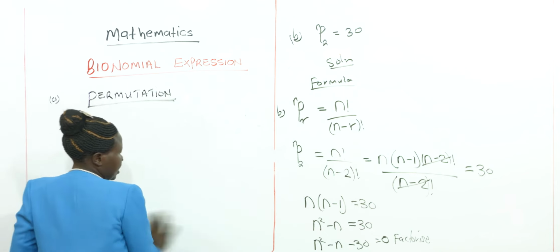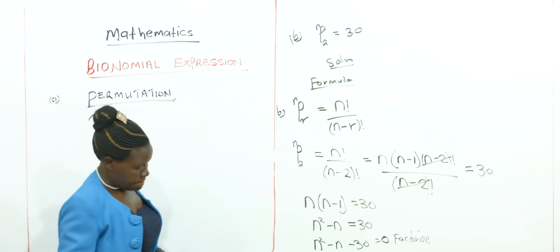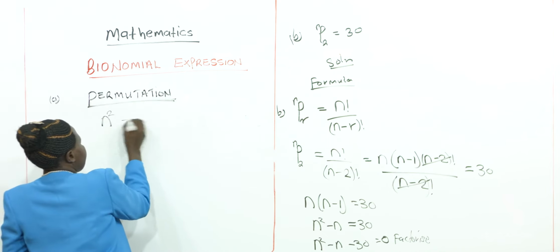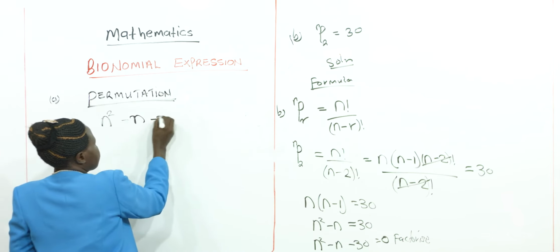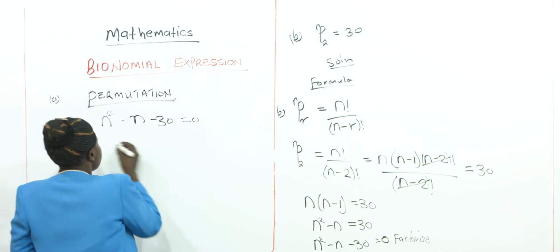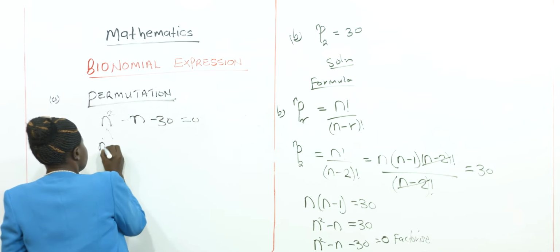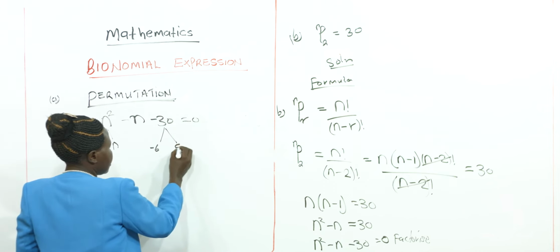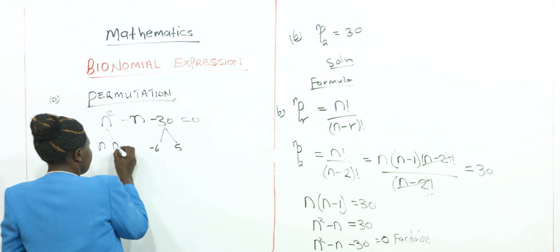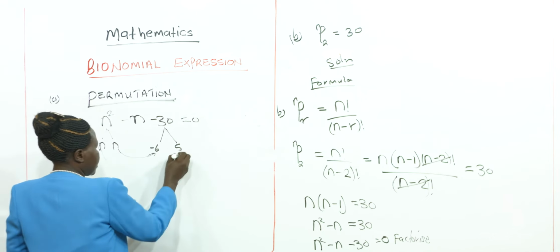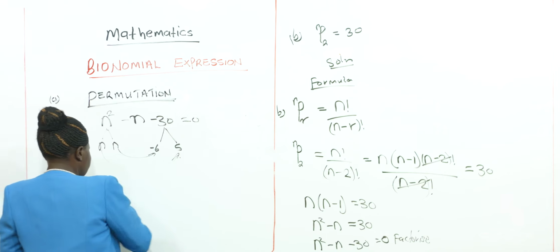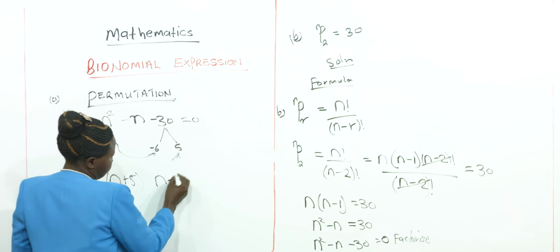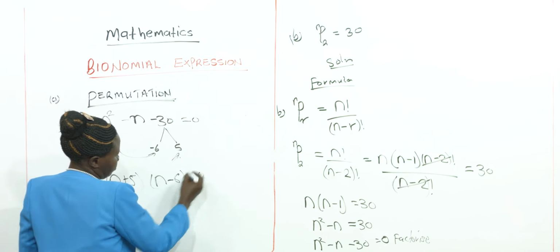So when we factorize that, we simply get n square minus n minus 30 equals to 0. So when we break this, we get n times n. And then when we break the 30, we get negative 6 and 5. So this will automatically correspond to one another. And then we shall have n plus 5 and n minus 6 equals to 0.